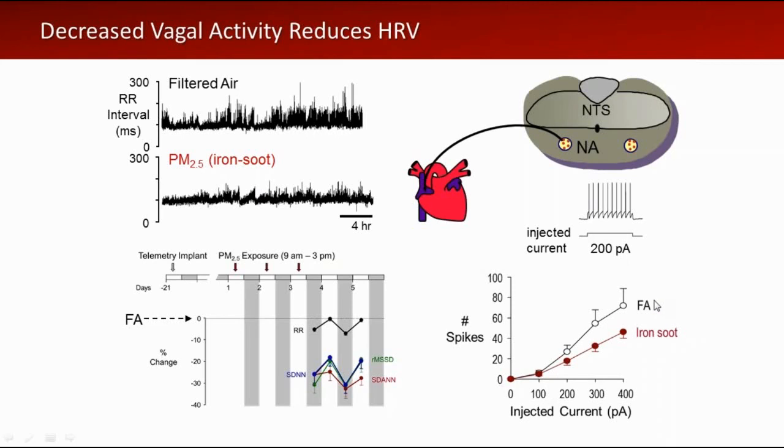And this supports the argument that if the vagal inputs to the heart are blunted, that might explain why we see a reduced heart rate variability in these animals, because we know that they're vagally dominated in terms of heart rate variability regulation. So this also fits nicely with some of the epidemiological data that we have.